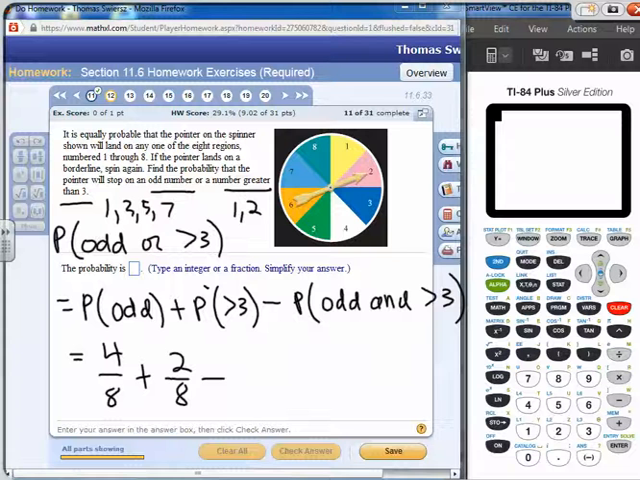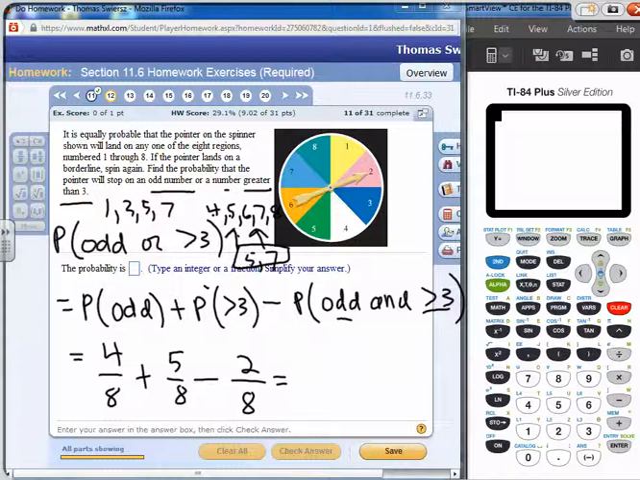number greater than 3, not less than, greater than 3 would be what? 4, 5, 6, 7, 8, greater than 3. So 1, 2, 3, 4, 5 numbers greater than 3. 5 out of 8. Minus the ones that are odd and greater than 3. Odd and greater than 3 would be the 5 and the 7, right? So there are 2 numbers that are in both sets, so we subtract the 2 out of 8.